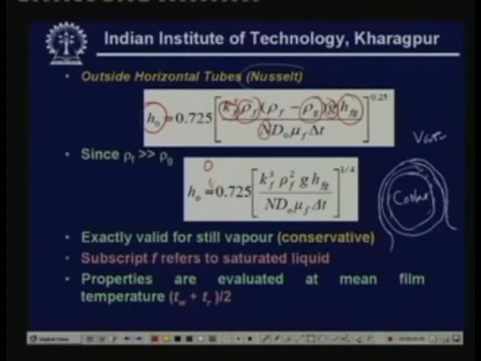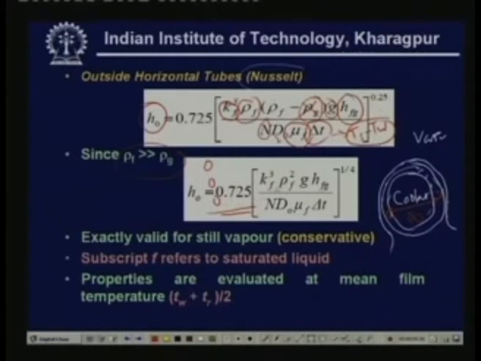In a vertical row, if there are 3 tubes, then n becomes 3, and d naught is the outer diameter of the tube, mu_f is the saturated viscosity of the liquid, and delta T is the temperature difference between the surface and the saturated refrigerant. So, delta T is T saturated minus T wall. Since the density of the liquid is much larger than the density of the vapor, we can neglect this term. Then this Nusselt's correlation simplifies to this form.